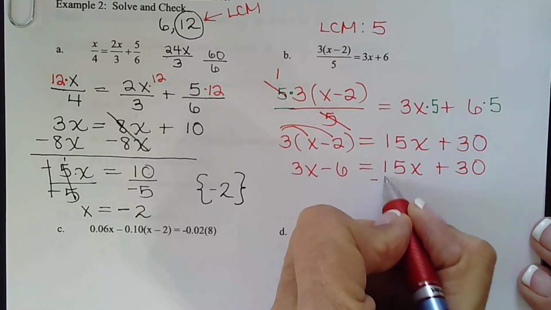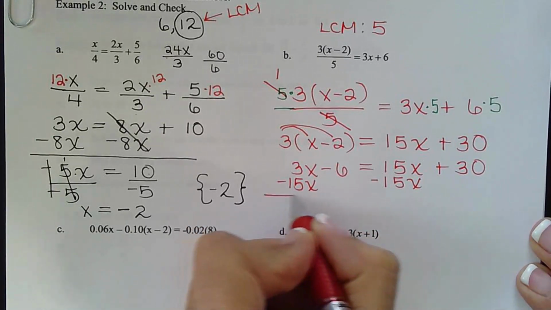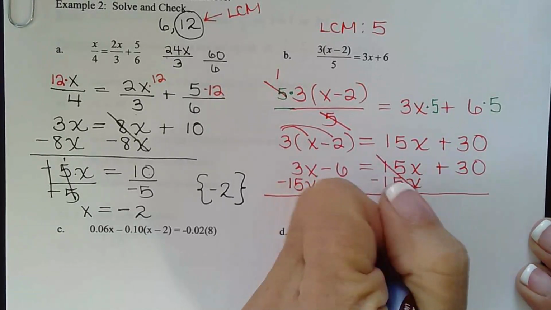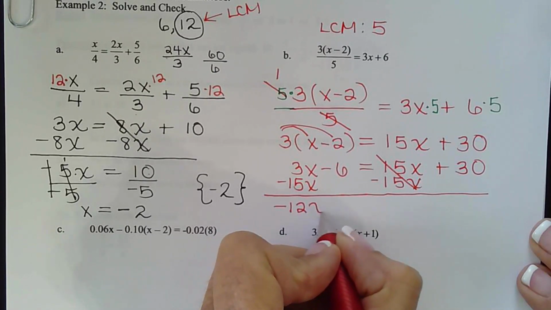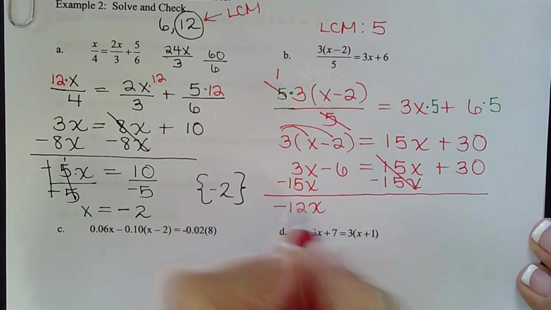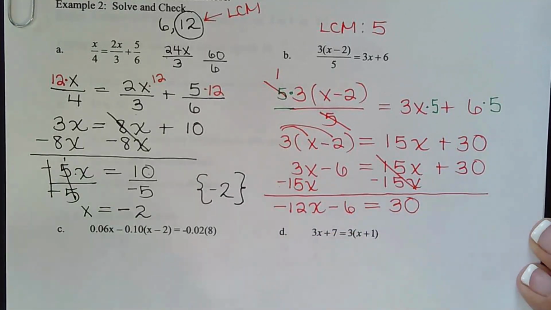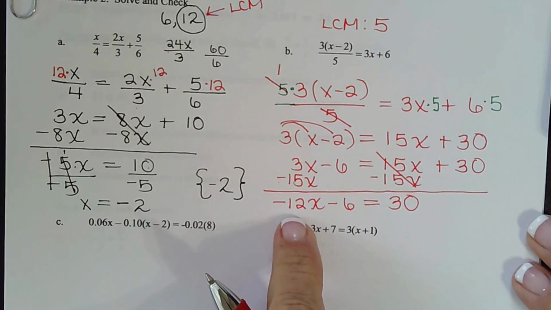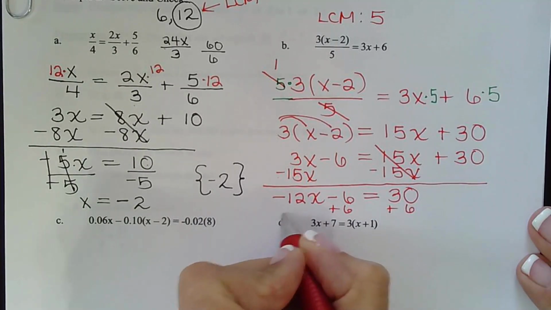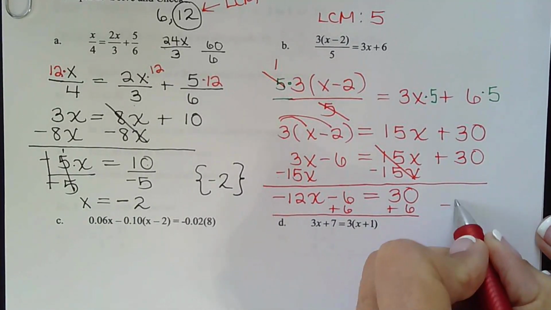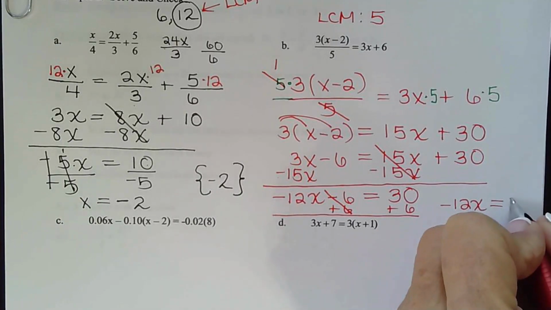So to get my x's on the left, because I'm crossing the equal sign, I do have to do the opposite. So 3 minus 15 is negative 12x. Because the signs are different, subtract, keep the sign of the larger, minus 6 equals 30. And then anything without an x, meaning it's a constant, move it to the right. Add 6. So we get negative 12x equals, the 6's cancel, and that would be 36.